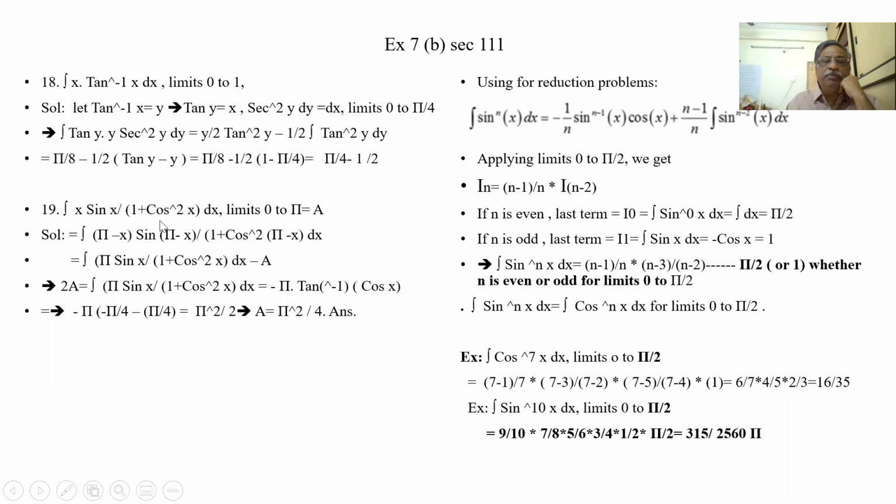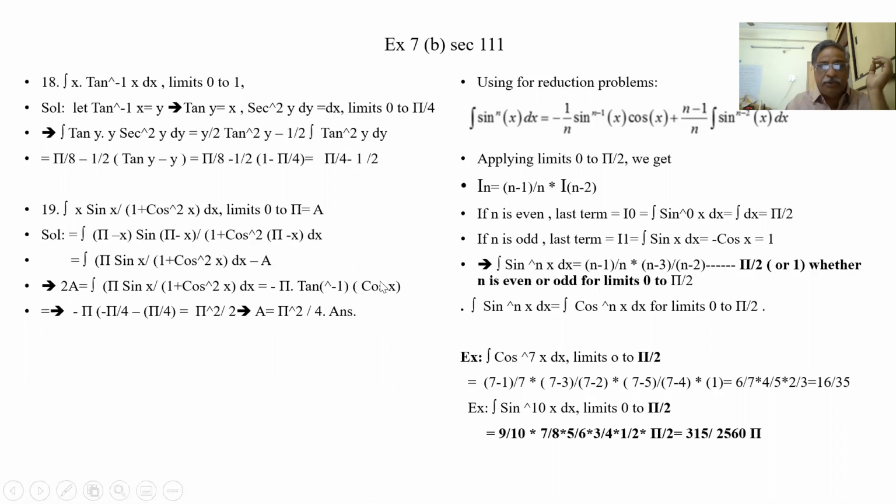x sin x by 1 plus cos square x dx, limits 0 to pi. Now I have to remove x here, so I am using pi minus x. So pi minus x then becomes 2a, which becomes integral pi sin x by 1 plus cos square x. This is nothing but 1 by 1 plus x square, which is tan inverse x. So tan inverse cos x. What is the differentiation of cos x? Sin x. Sin x is there supporting. So I finally have minus pi tan inverse cos x.